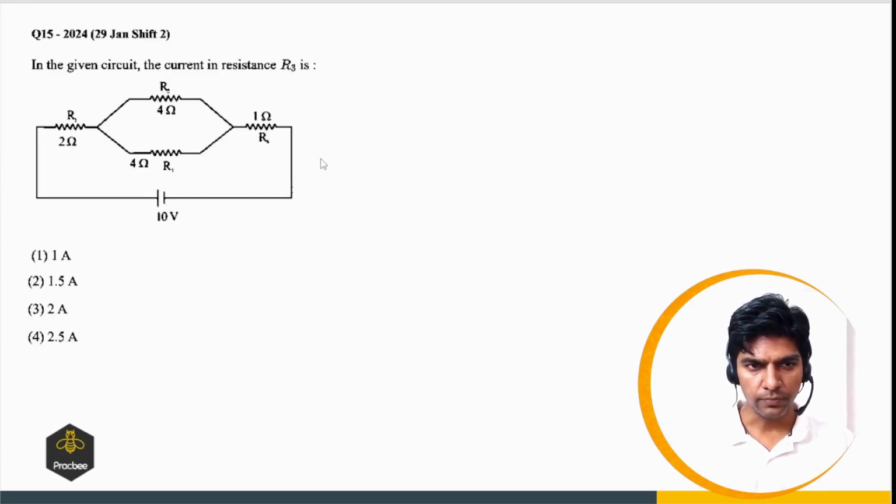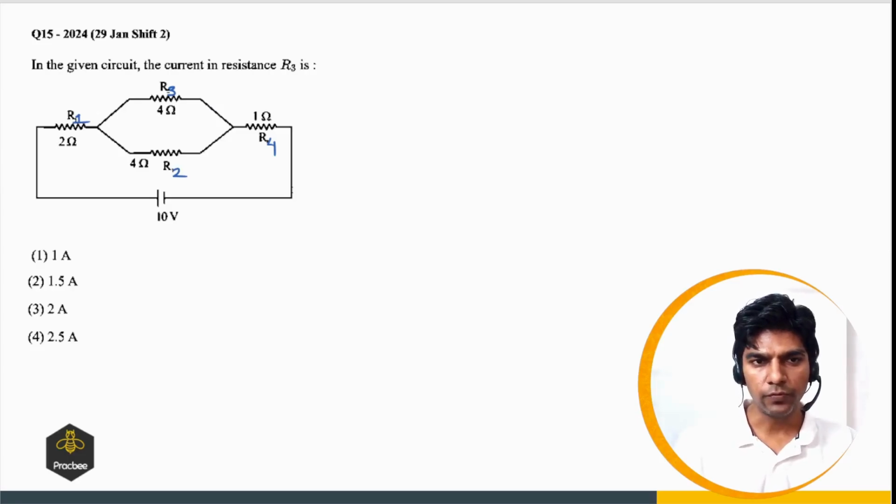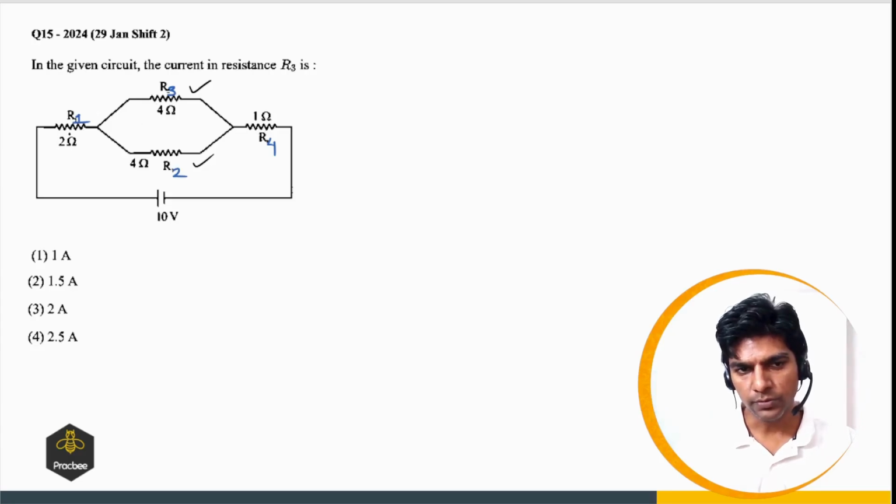Now let us see this question. In the given circuit, we want the current in the resistor R3. So this is R3, this is R1, this is R2, and this is R4. In such a type of question, first of all, you have to find the current supplied by the battery. For that, we have to find the equivalent resistance of this network. Now this 4 ohms and this 4 ohms are in parallel, so it will become 2 ohms. Now these 2 ohms and these 2 ohms and 1 ohm are in series, so our equivalent comes out to be 2 plus 2 plus 1, which will be 5 ohms.